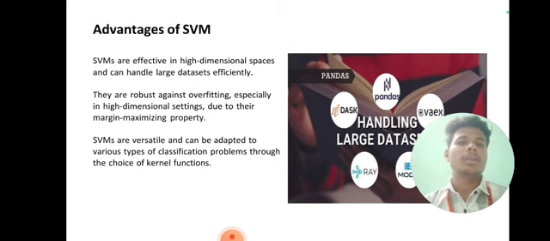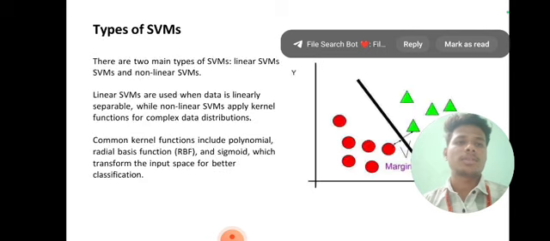The main advantages of SVM are that they are effective in high dimensional spaces and can handle large data sets efficiently. They are robust against overfitting, especially in high dimensional settings, due to their margin maximizing property. SVMs are versatile and can be adapted to various types of classification problems through the choice of kernel functions.